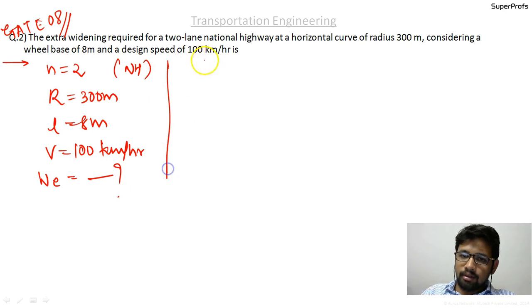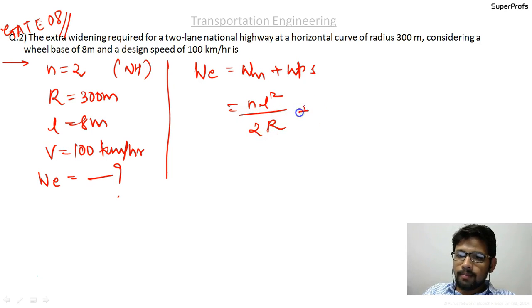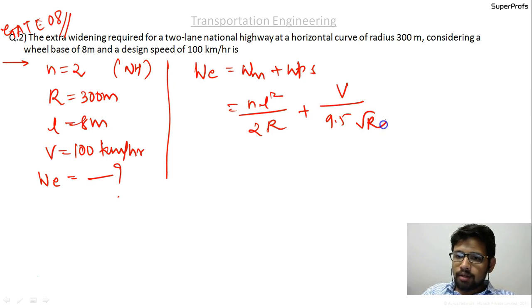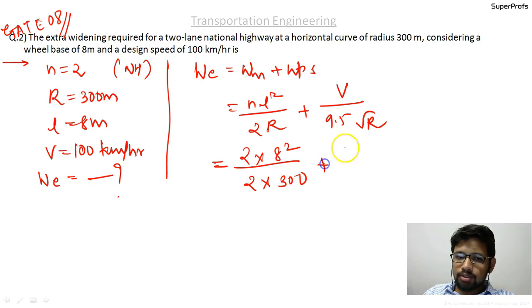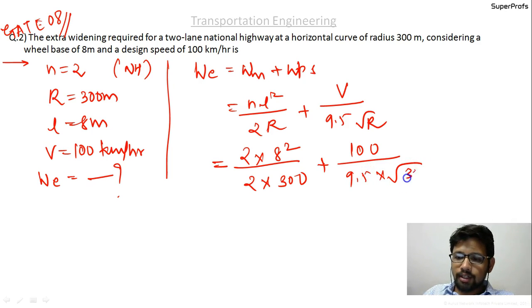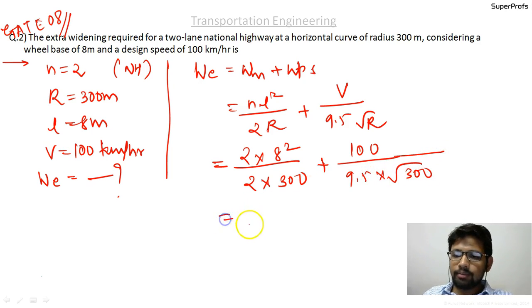We know that extra widening is given as Wm plus Wps, which is equal to NL square upon 2R plus Wps, V upon 9.5 under root of R, which is equal to 2 into 8 square upon 2 into R is 300, plus V is 100 kilometers per hour upon 9.5 into root R is 300. Please calculate yourself and tell me the answer. Calculate and tell me what the answer is.